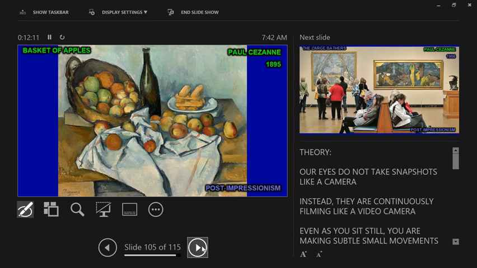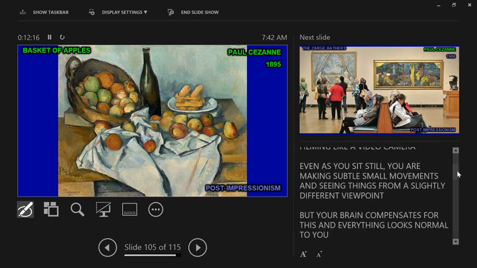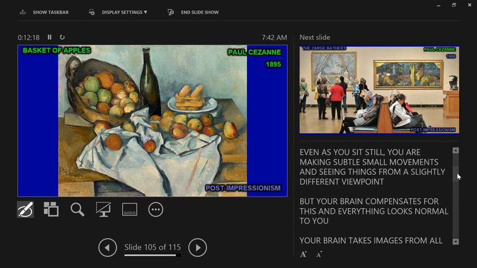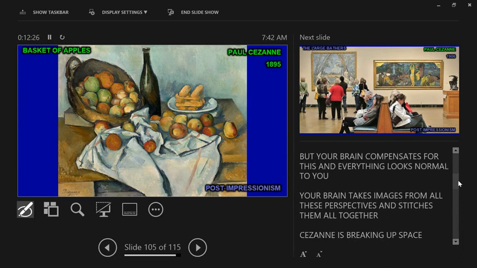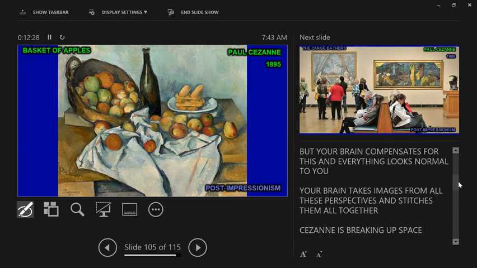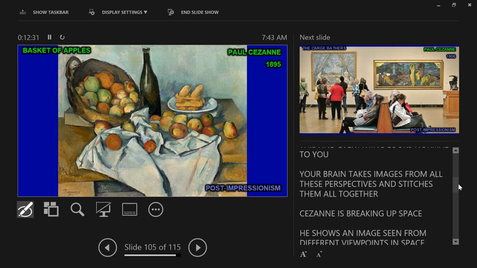Your eyes don't take snapshots like a camera. Instead, they are continuously filming like a video camera. And even as you sit still, you are making subtle, small movements and seeing things from slightly different points of view. But your brain is compensating for this, and everything looks normal to you. Your brain takes images from all these perspectives and stitches them together and puts them into one picture in your mind. But the one picture in your mind comes from multiple viewpoints as you just move subtly because you're human.